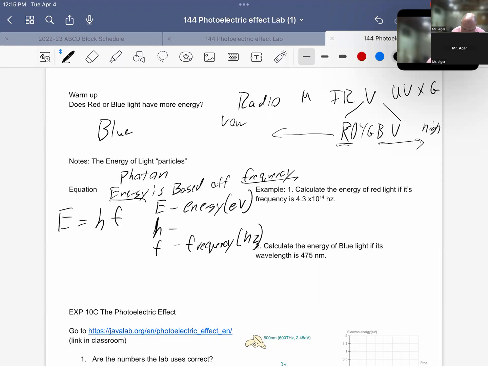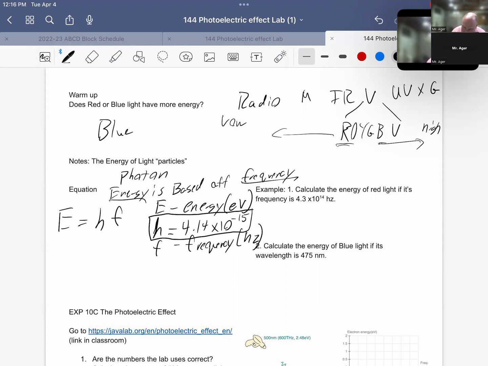So back up here to H. H equals a constant. For this particular setup with electron volts and hertz, it's 4.14 times 10 to the negative 15th. And I'm going to put a box around that just so you know it's there. Now that constant and this equation are on your equation sheet. And we can calculate the energy of light from that.